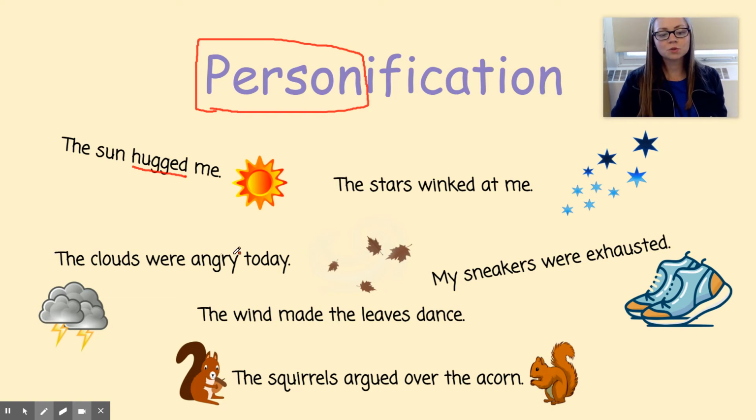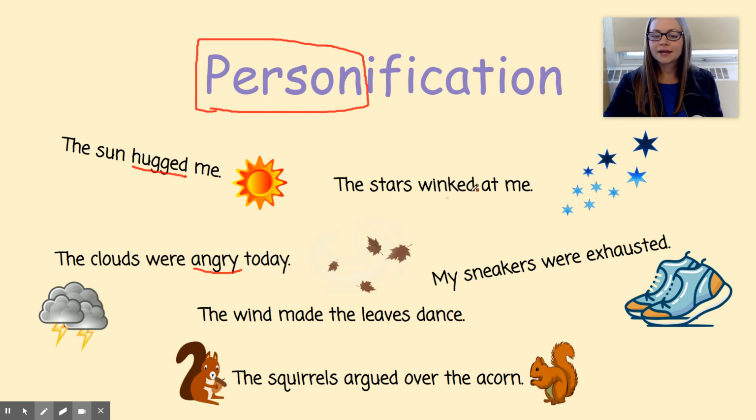How about the clouds were angry today? What word in this sentence is giving the clouds a human-like characteristic? The word angry. Okay, because the clouds can't be angry. They can't have feelings. So what is this saying? That maybe the clouds were dark, or it was stormy outside, instead of the clouds were angry today. Okay?